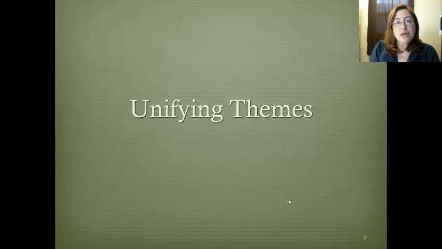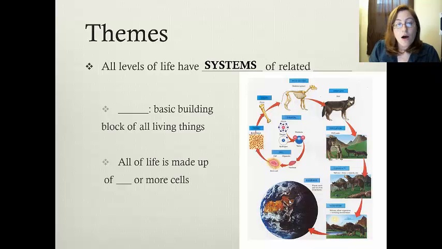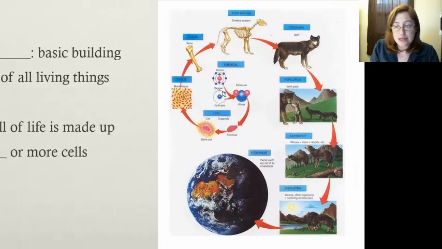But even going beyond that, there are some themes that we want to talk about in biology. We're going to see them pop up over and over again. The first theme: all levels of life have a system of related parts. In other words, little things build up to make bigger things. And when we look at this diagram here, it starts with the littlest thing. On a chemical level, you can talk about an atom, and you should have learned about atoms in middle school. So here's an example of a hydrogen atom and an oxygen atom, and they're going to form a water molecule.